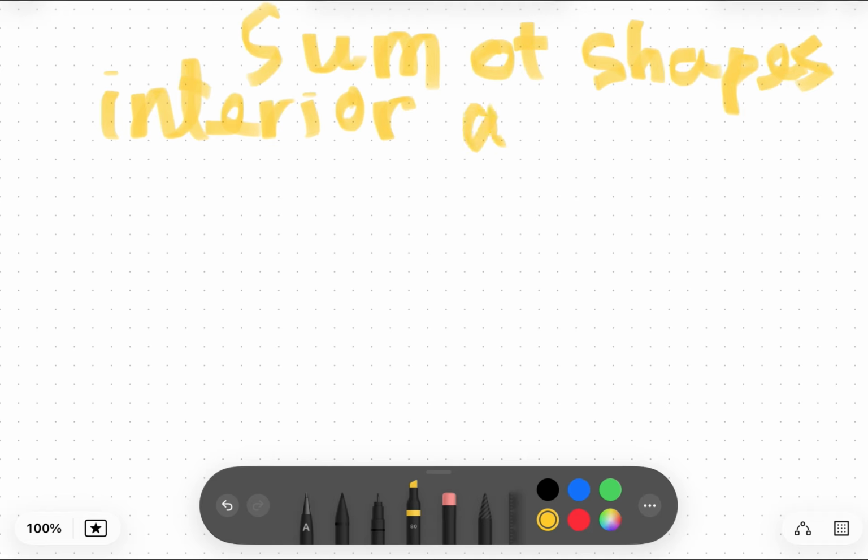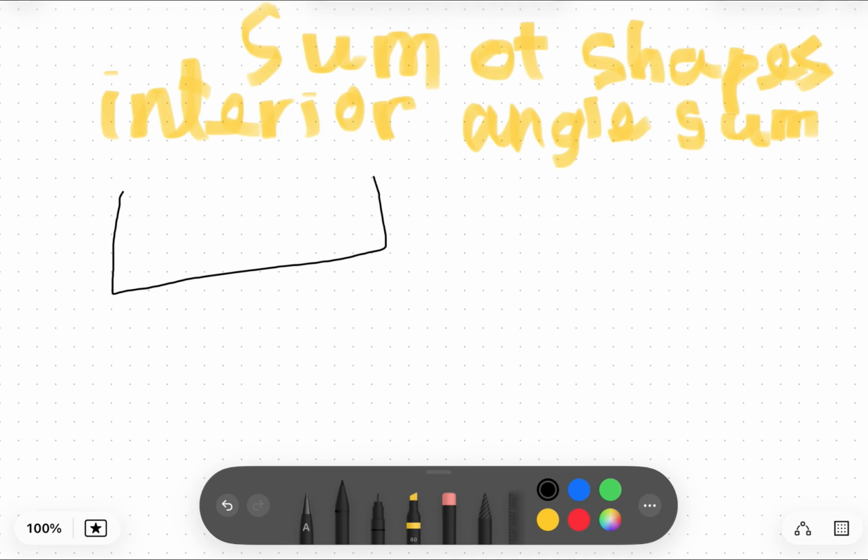Today we're going to learn about shapes, or specifically the interior angle sum. This is quite a logical concept. I wouldn't say simple. It has logic and evidence backed up by it. First, let's start with a simple shape. We've got a rectangle over here.